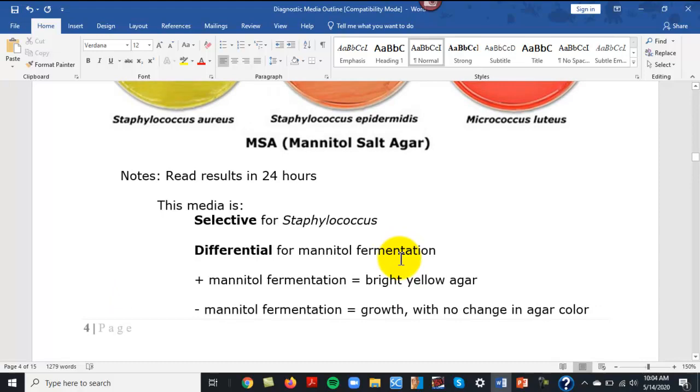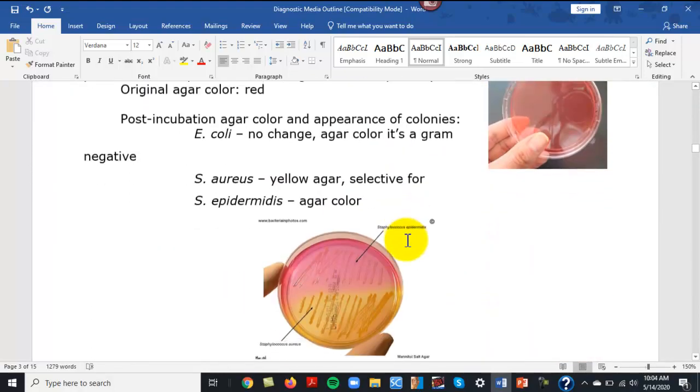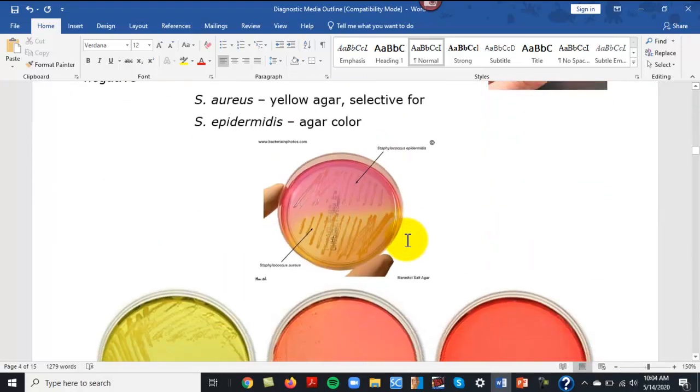Once again, why is that important? Only certain organisms can break down mannitol. So you don't just do one test. Diagnostic media could be 50 different tests, and then you go back after you let them incubate.